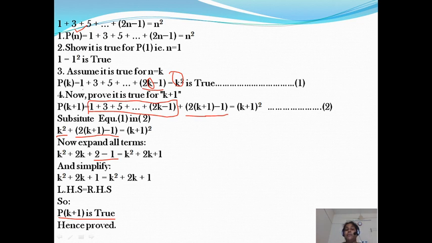Check P(k) and P(k+1) for similarity. You will find somewhere it can be substituted with the P(k) values in the RHS. So we will substitute it and then solve it, and after that you will get LHS equal to RHS. If you get that, your expression is correct, otherwise your expression is wrong. So if P(k+1) is true, your expression is correct, otherwise P(n) is false. That's about mathematical induction.